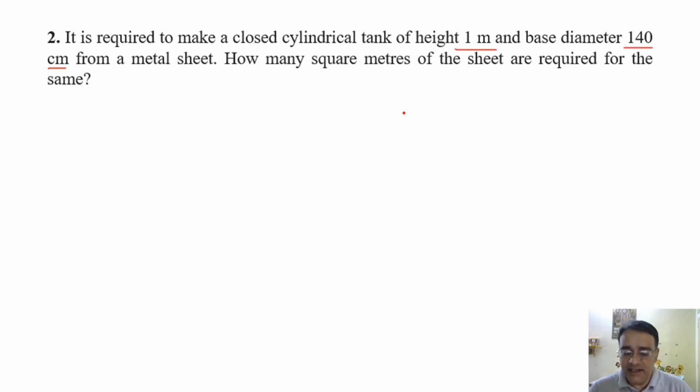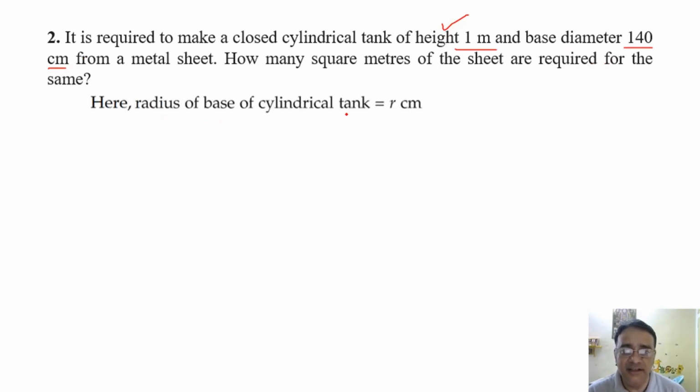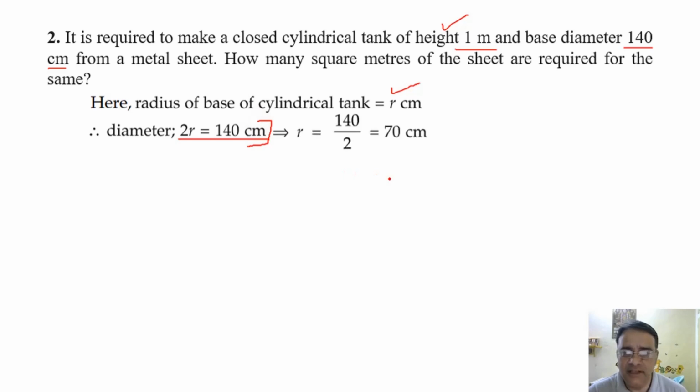So for that, what do we need to have? What is the parameter? What is the value required with us? H and R. H is given 1 meter, but diameter is given in terms of centimeter. So first we will write the radius of the base of the tank is R centimeter, and diameter is given, that is 2R. So what is the value of R from this? 70 centimeter.